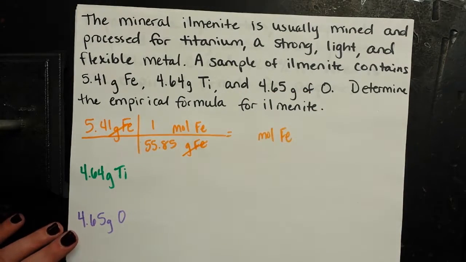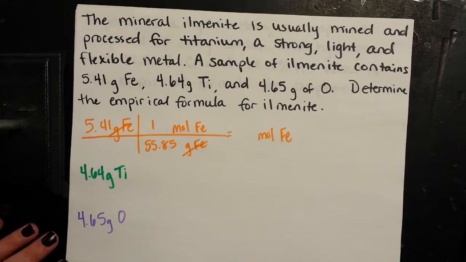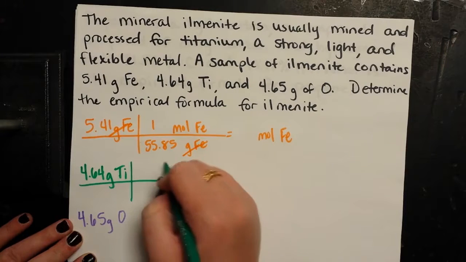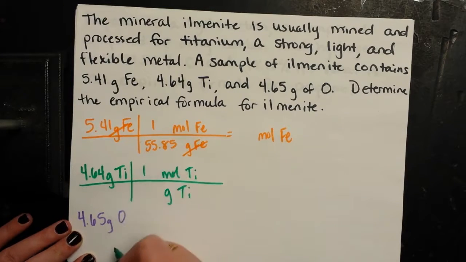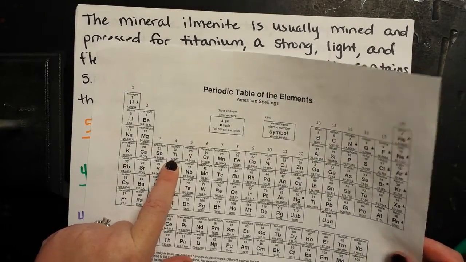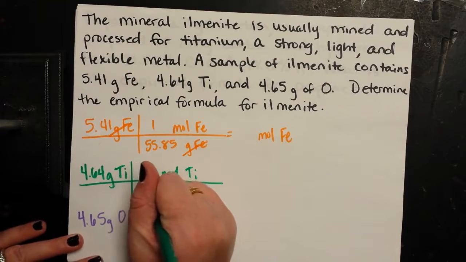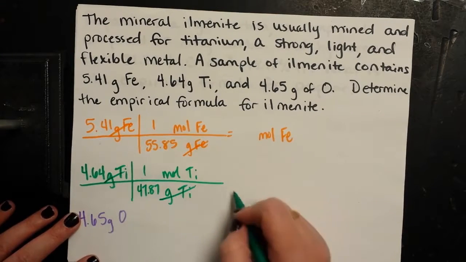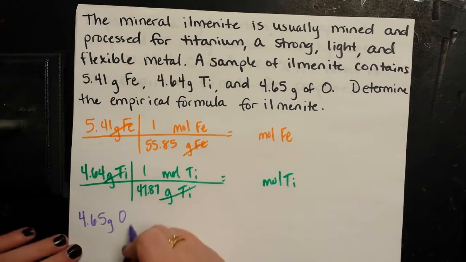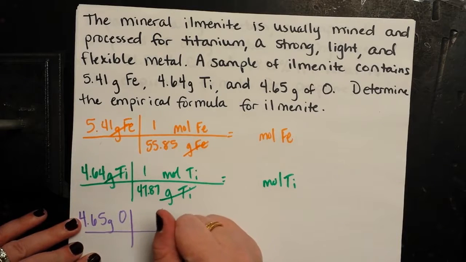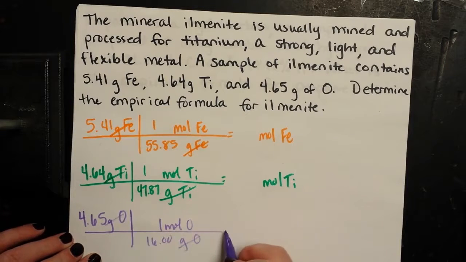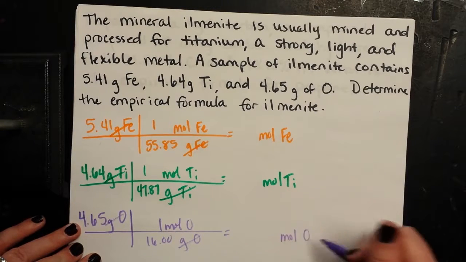I probably should have left more space since I like to keep 4 decimal places there. Alright, here for titanium, I want to get out of grams of titanium and into moles. So look at titanium. 1 mole weighs 47.87 grams. My grams of titanium will cancel and I'll be left in moles of titanium. I can come down to oxygen, and I know that 1 mole of oxygen weighs 16 grams. So my grams cancel, and I'm left in moles of oxygen.